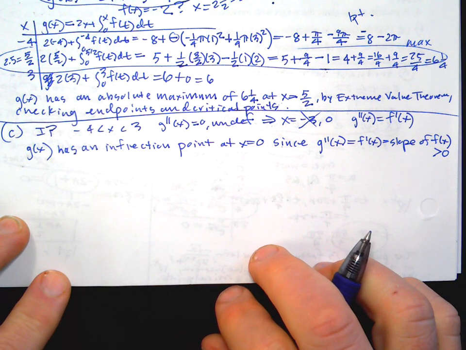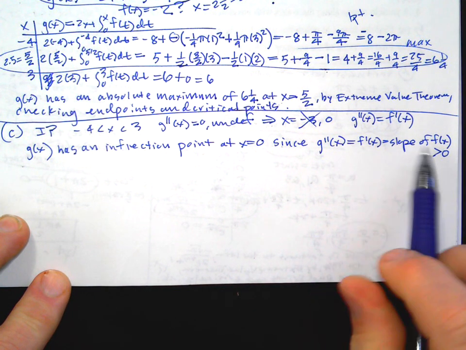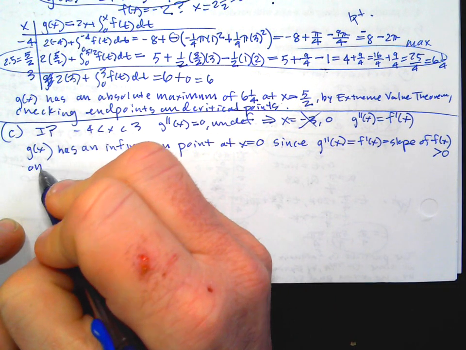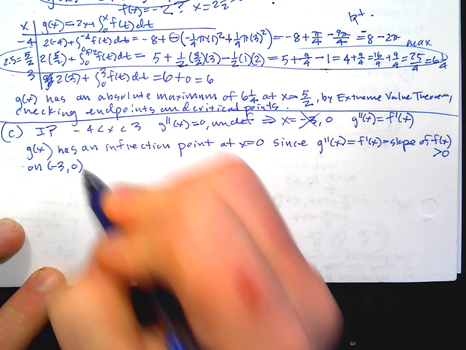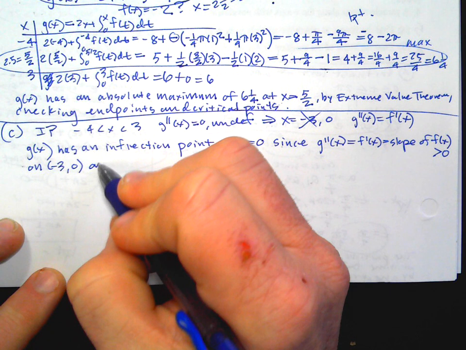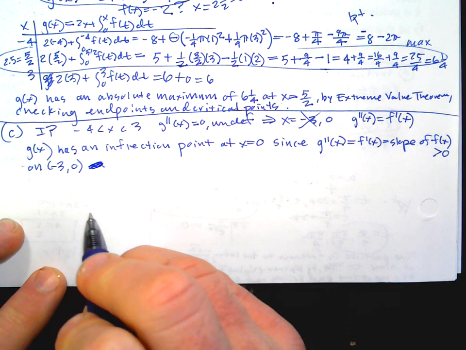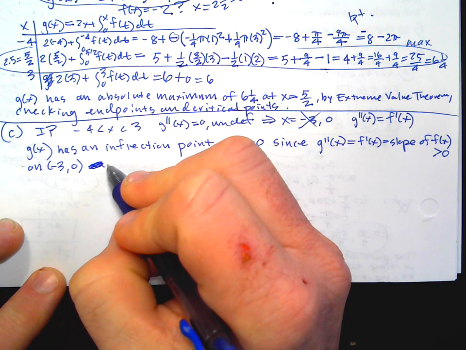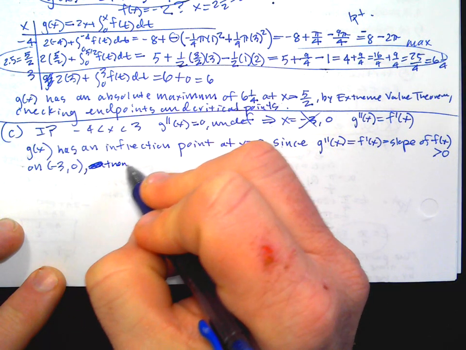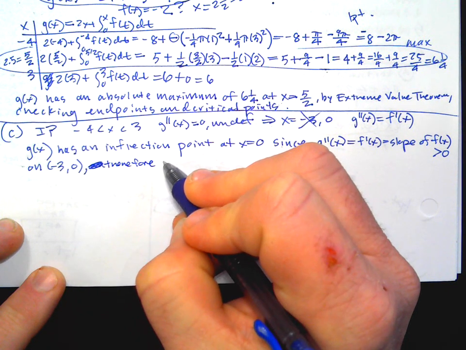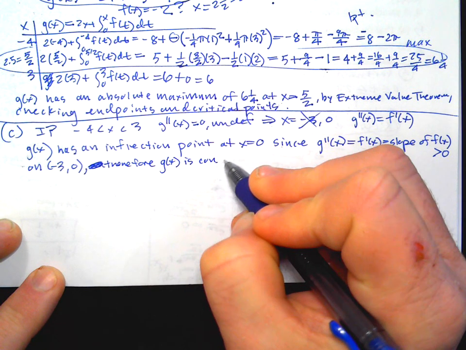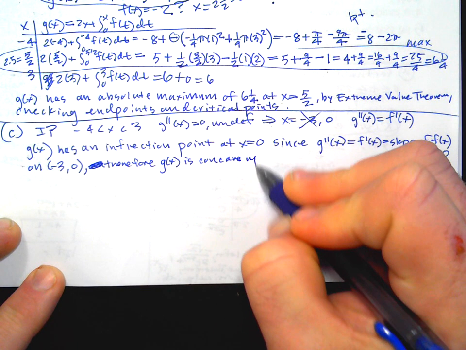G double prime, which equals f prime, which is the slope of f, which is what we have, is positive on the interval -3 to 0. Don't say -4 to 0 because it's not positive at -3. It's undefined. And we could say, therefore, G is concave up. I don't know. This might be more than necessary.